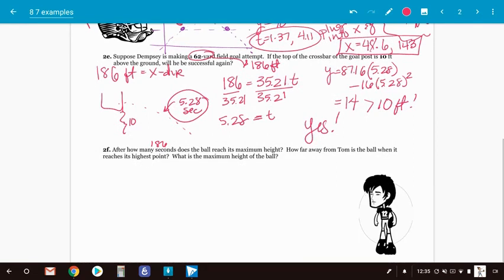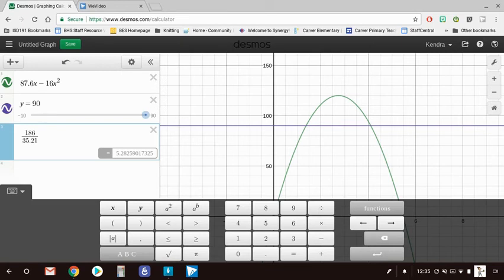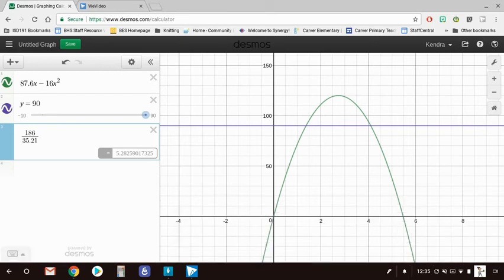Okay, then this is the last bit. After how many seconds does it reach its maximum height, and how far away from Tom is the ball when it reaches its highest point? And then what is the maximum height of the ball? So I'm going to go back to my Desmos here, and I'm glad I left it in because I want you to be able to see how long this thing was in the air. It was in the air for 5.45 seconds total.